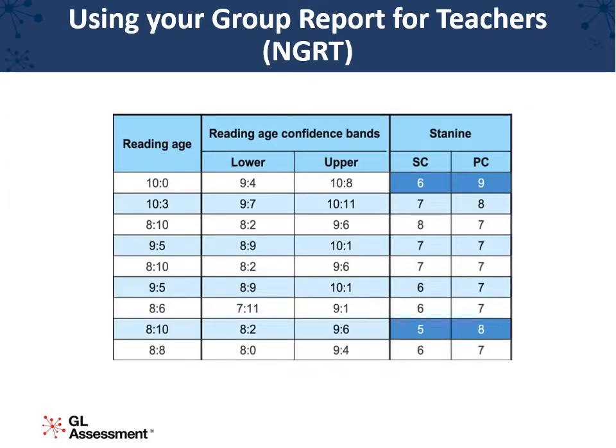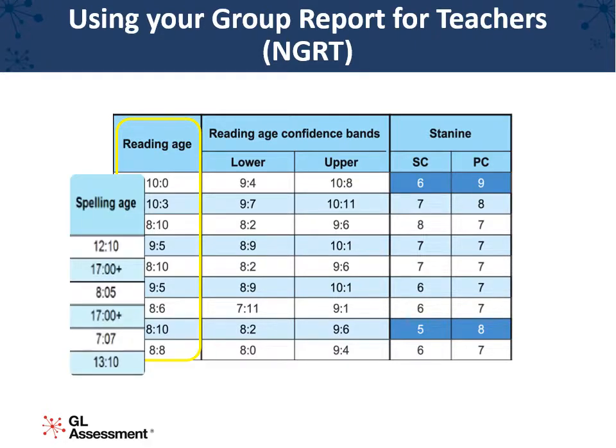In addition to the standardised age score, we're provided with the reading age for the student, which we can compare directly to the student's chronological age. Of course, if this were the spelling test, it would be a spelling age. The reading and spelling age is particularly useful in discussions with parents.